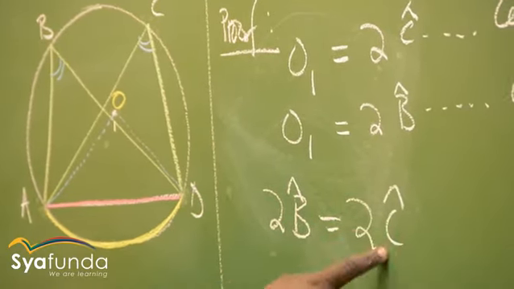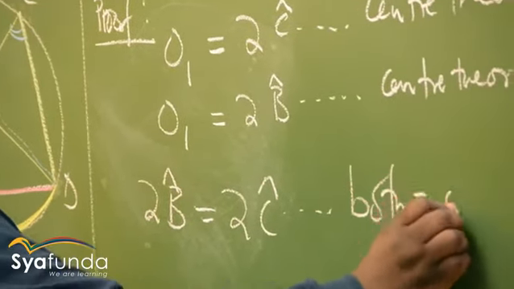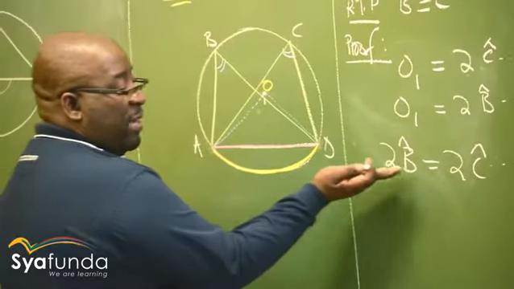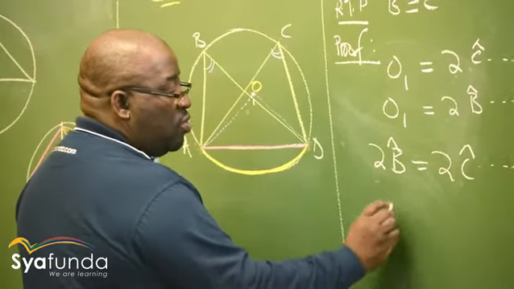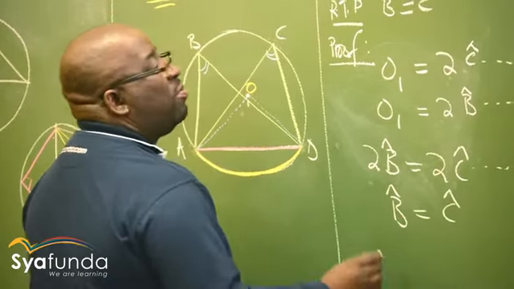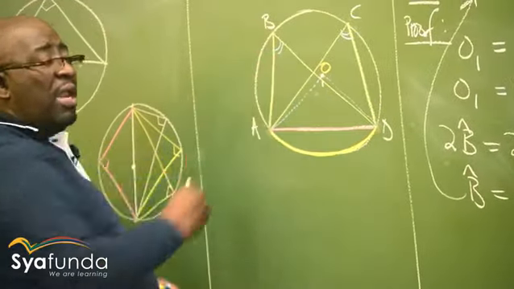Why are these 2 the same? Both of them are equal to angle O1. Right. The next thing, you divide by 2 on both sides. If you divide this by 2, I'll be left with angle B, which is equal to angle C. So that's how you go about proving that these 2 angles are equal.